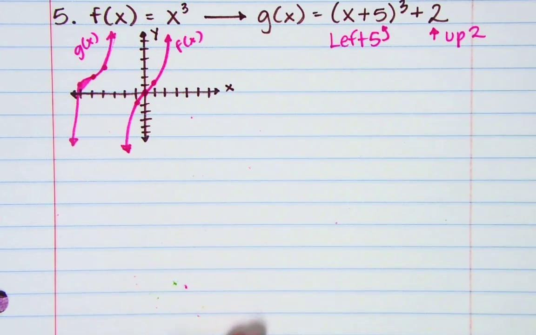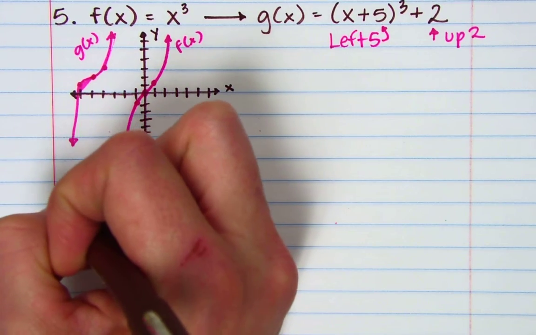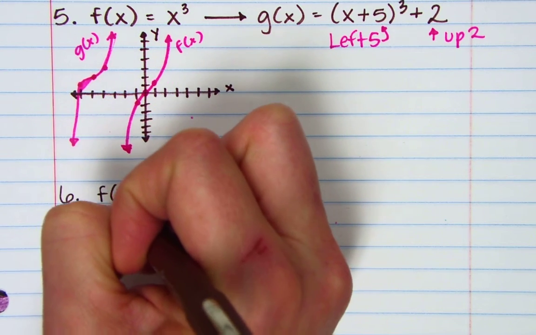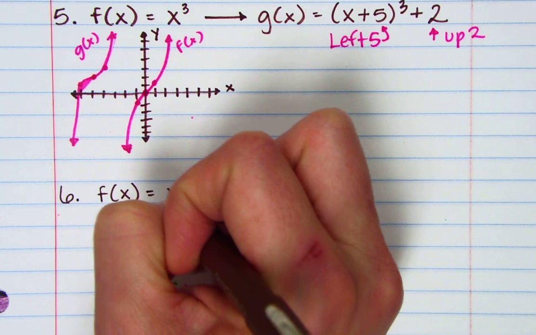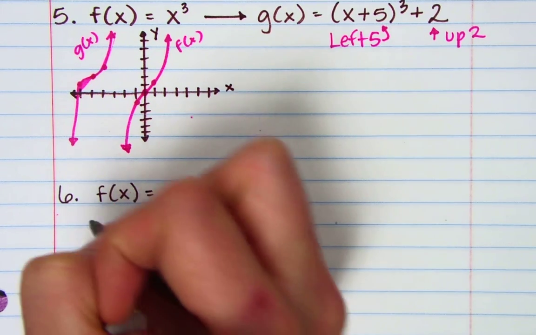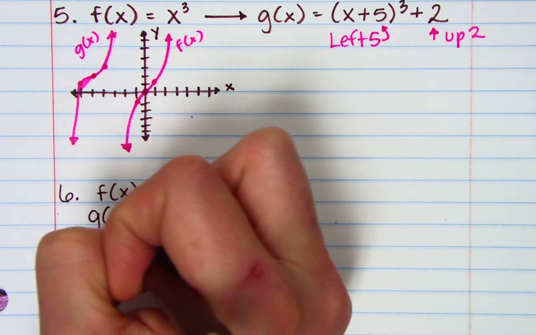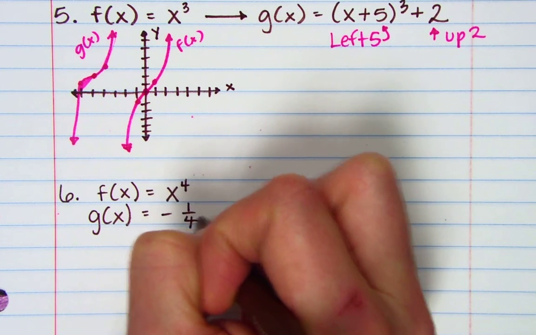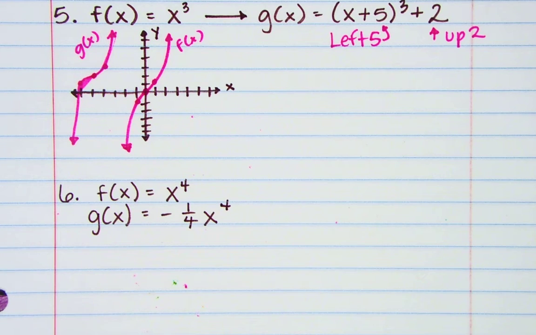I just want to put 3 different types of graphs in here. So number 6, our original graph of f of x is f of x equals x to the 4th power, so quartic. And our g of x equals -1/4 x to the 4th power.